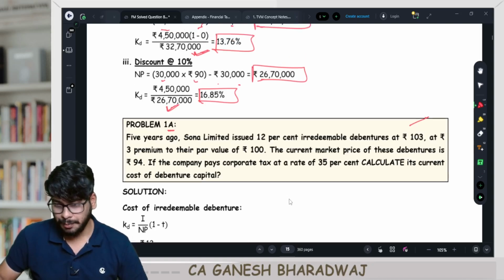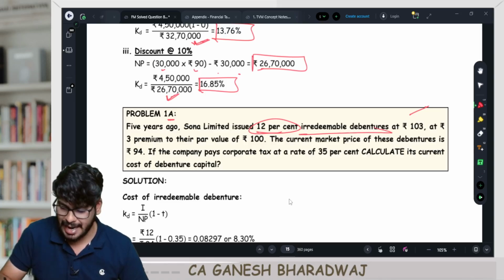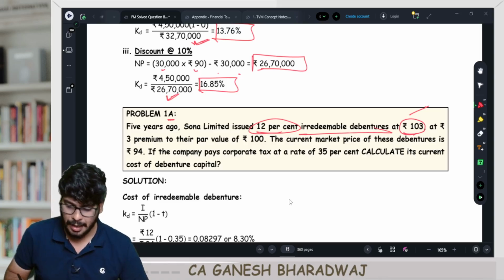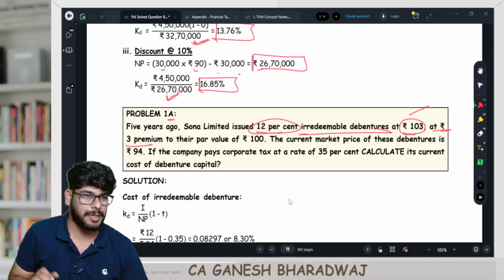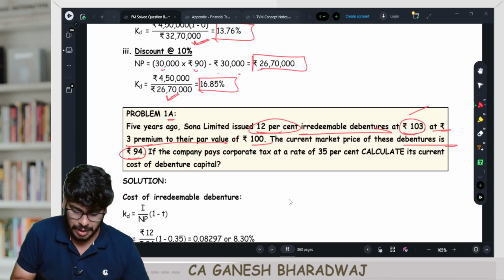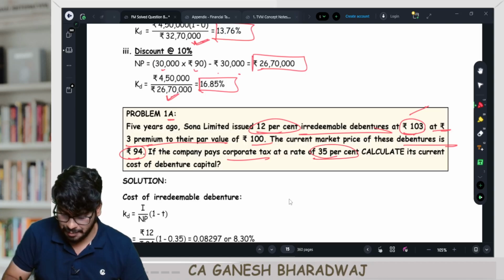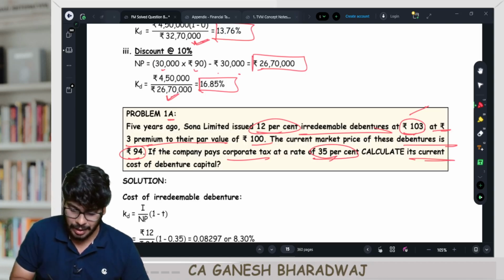5 years ago, Sona Limited issued 12% irredeemable debentures at rupees 103, that is at a premium of 3 rupees, 100 plus 3, 103. 3 rupees premium to the par value of 100, fine. The current market price of these debentures is rupees 94. If the company pays a corporate tax rate of 35%, calculate its current cost of debenture.